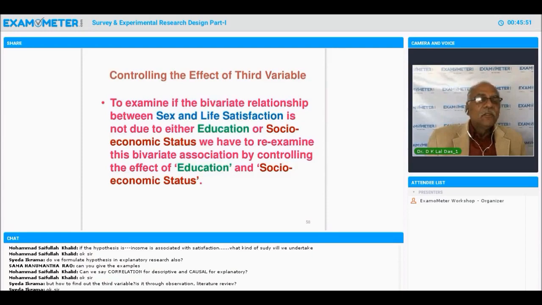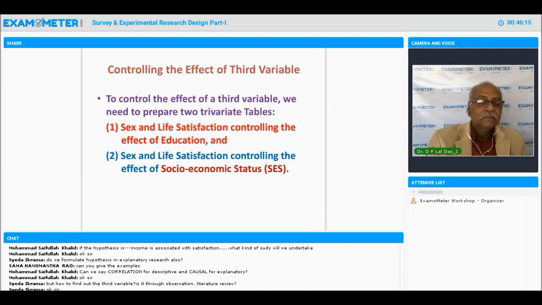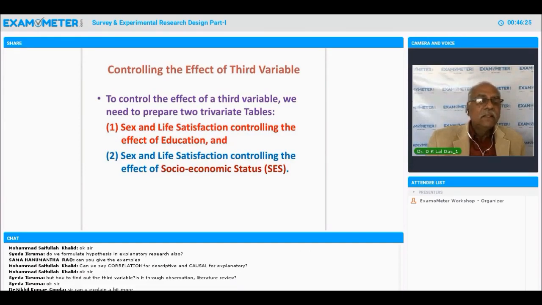Controlling the effect of third variable. To examine if the bivariate relationship between sex and life satisfaction is not due to either education or socio-economic status, we have to re-examine this bivariate association by controlling the effect of education and socio-economic status. To control the effect of third variable, we prepare two trivariate tables. One, sex and life satisfaction, controlling the effect of education, and second table will be sex and life satisfaction, controlling the effect of socio-economic status.